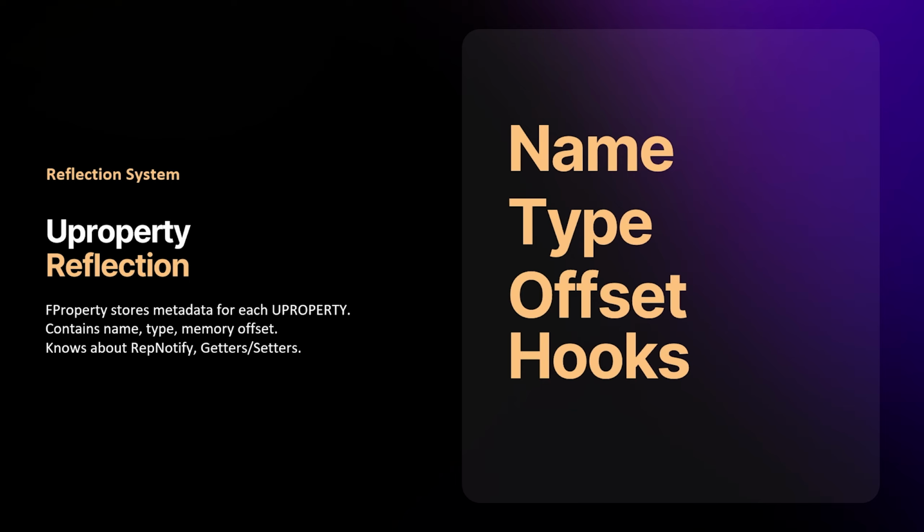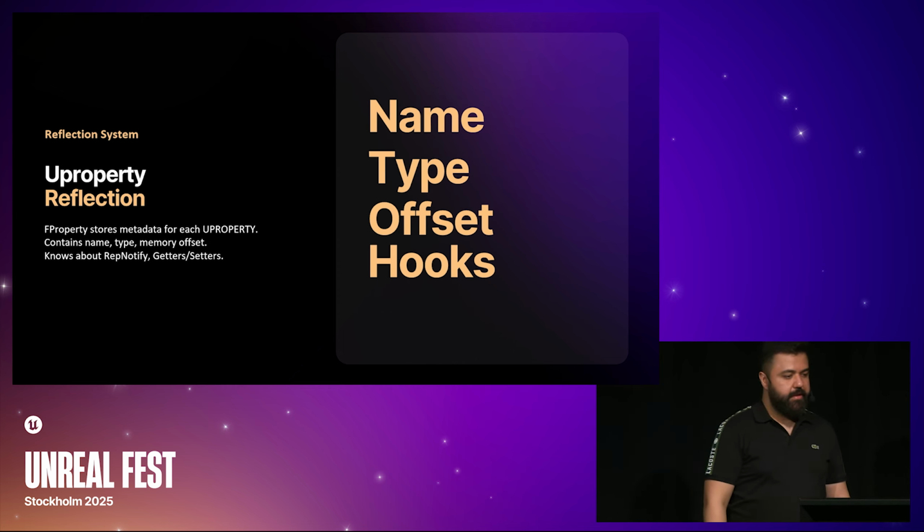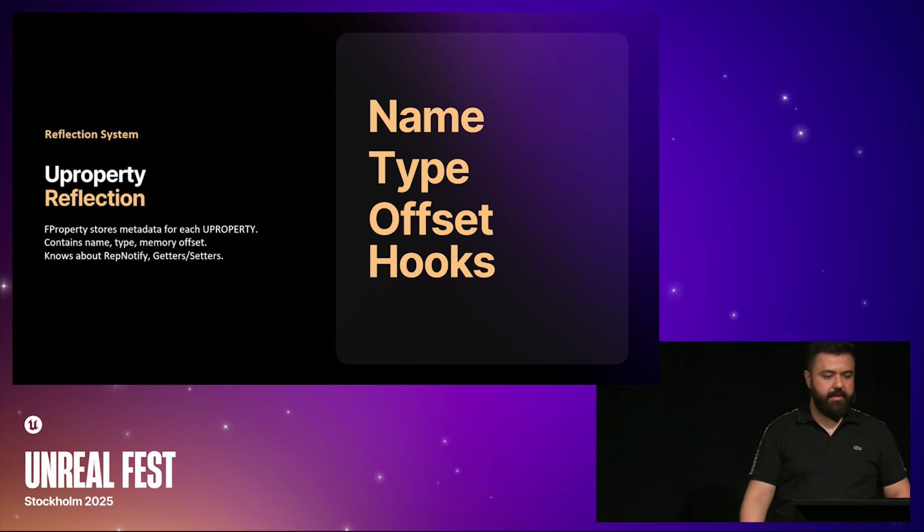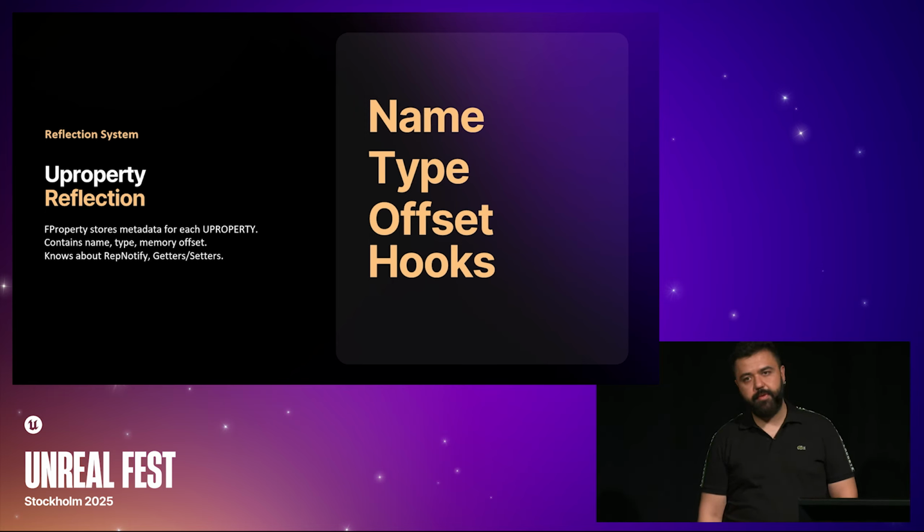FProperty basically stores the metadata class for every UProperty. With FProperty, we can iterate over variables dynamically and see what type they are. It can store the name, type, offset, and custom hook functions of the variable. This is the foundation of Unreal's reflection system, and we can use it to make our architecture smarter and more generic.